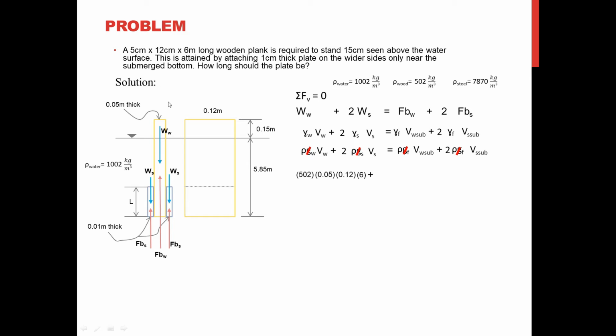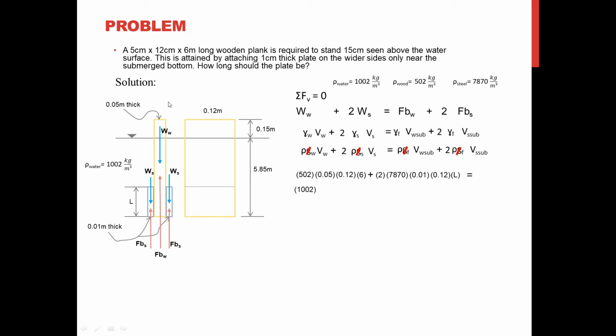So we add the weight for the steel, we have 2 of them, and the rho is 7,870 kilogram per cubic meter. So the volume of steel is the thickness 0.01 times the width 0.12 times the length, which is unknown, L. Now this is equal to the buoyant forces on the right hand side.